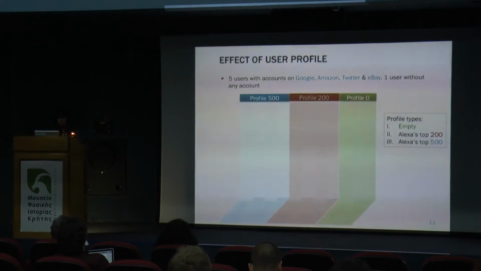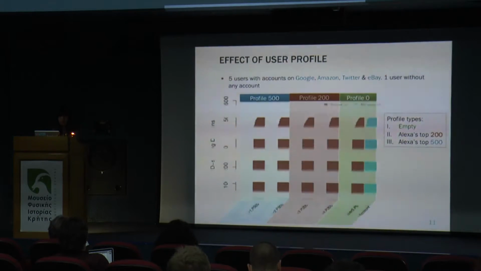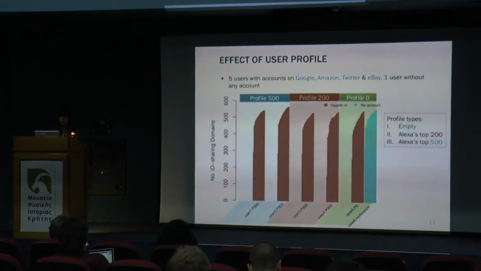After observing a strong presence of user ID sharing in our passive data set, we further examined the potential intentions behind user ID sharing by studying the effect of user profile on the presence of ID sharing groups. For this purpose, we created 5 different user profiles with accounts on Google, Amazon, Twitter, and eBay. We assigned 3 different profile sizes to our users, in terms of the amount of browsing history.